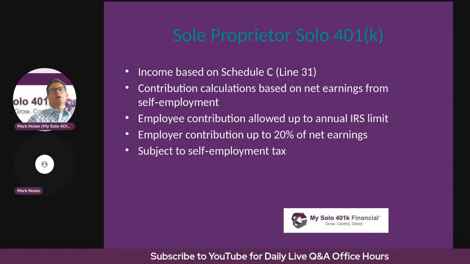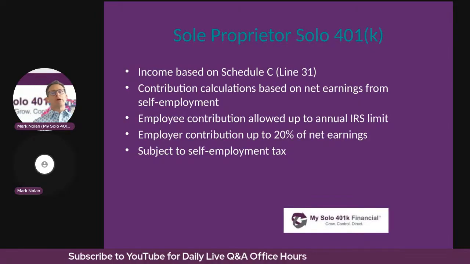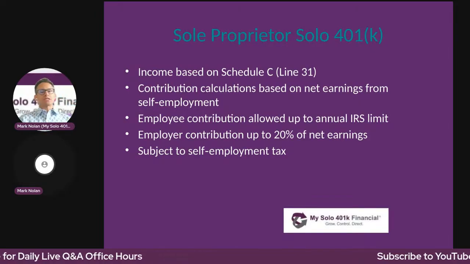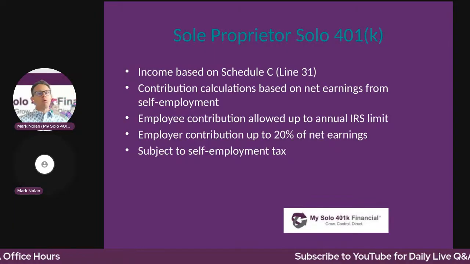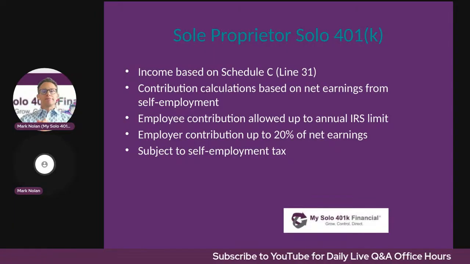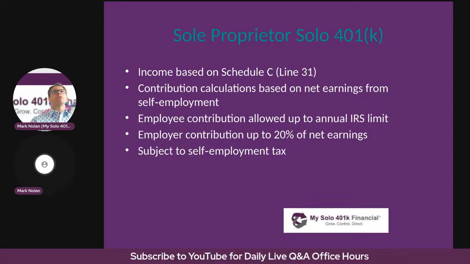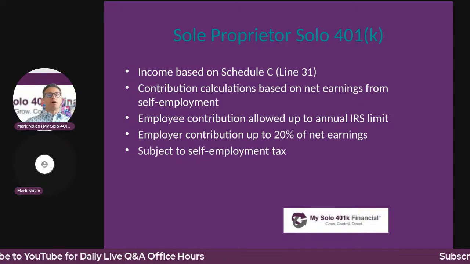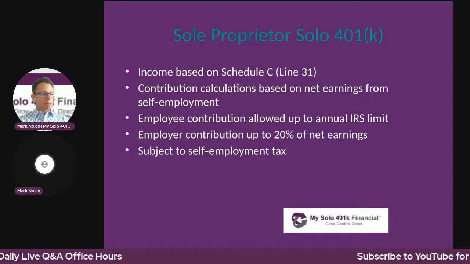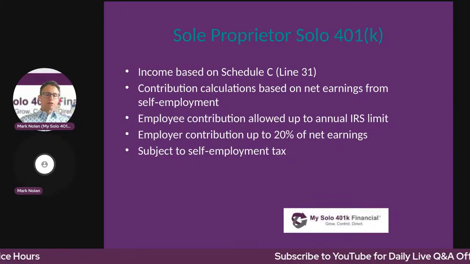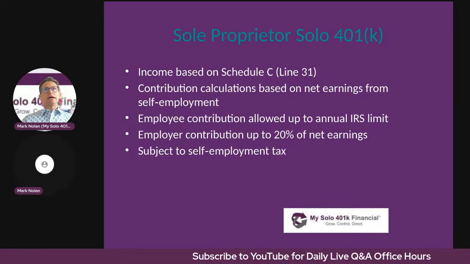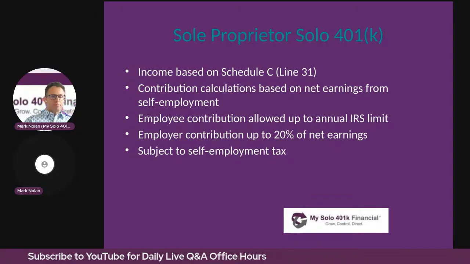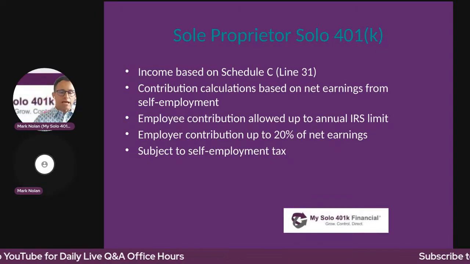contributions. With respect to employer contributions, the employer contribution for a sole proprietor is up to 20% of that net earnings from self-employment income. So line 31 of the Schedule C minus 1/2 of self-employment income tax. You multiply that figure by 20%, and that is the amount of employer profit sharing contributions that can be made to the solo 401k plan.